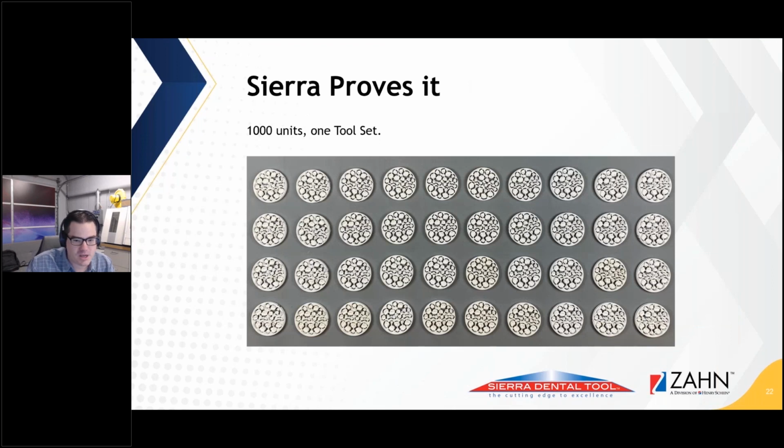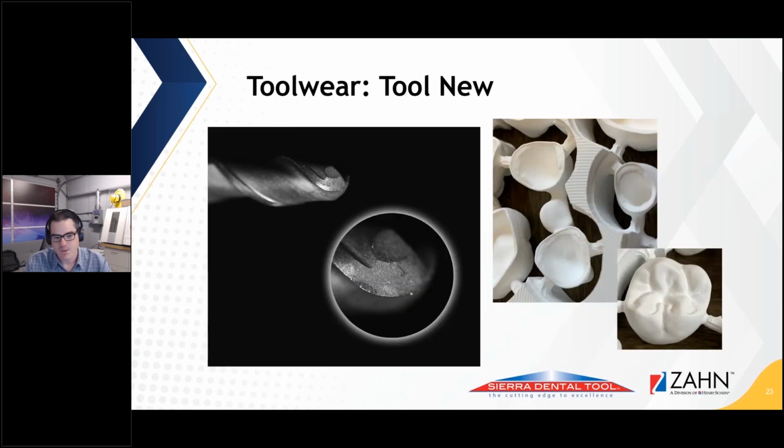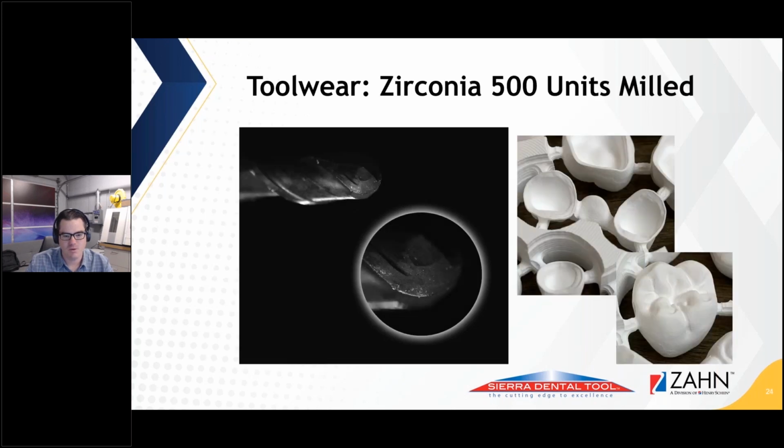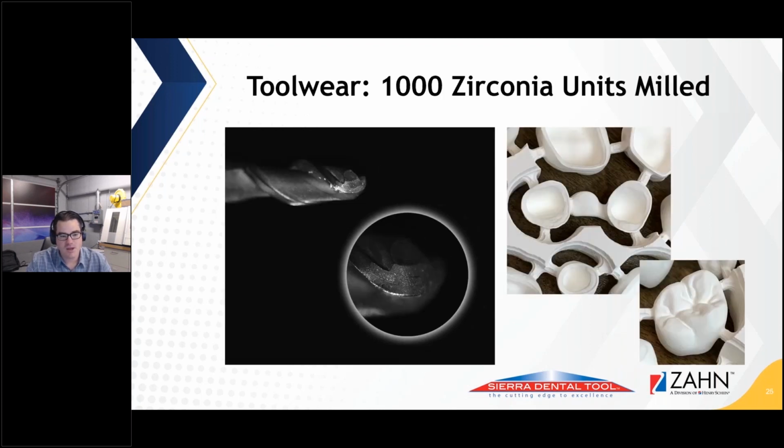And when we talk about validation, we mean it. We literally sit down and machine 100 or 200 or 1,000 crowns just to document the wear and know exactly what the tool does in that scenario. And so we can look at what the tool wear looks like. I'll point your attention to the edge of the tool. After 500 units, it starts to erode just a little bit. And then after 1,000 units, you have a little bit more erosion there.